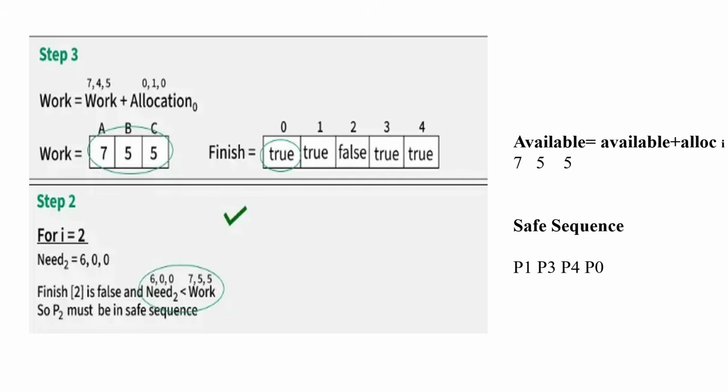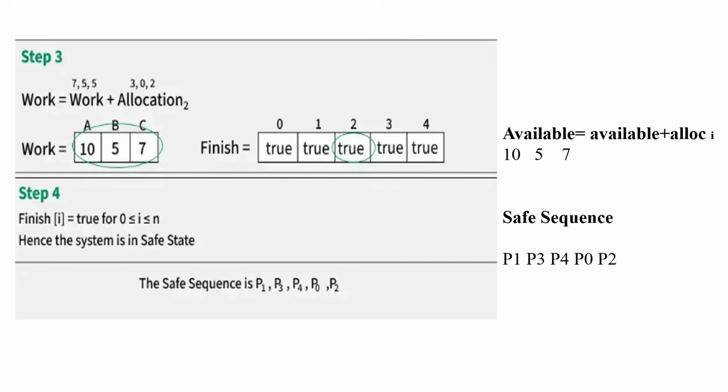Then I have to update the P0 value as true. Then I have to update the available value. Then I can go with P2. So P2, I can satisfy the need of P2 with the new available resource. So after that, I have to update my available value.